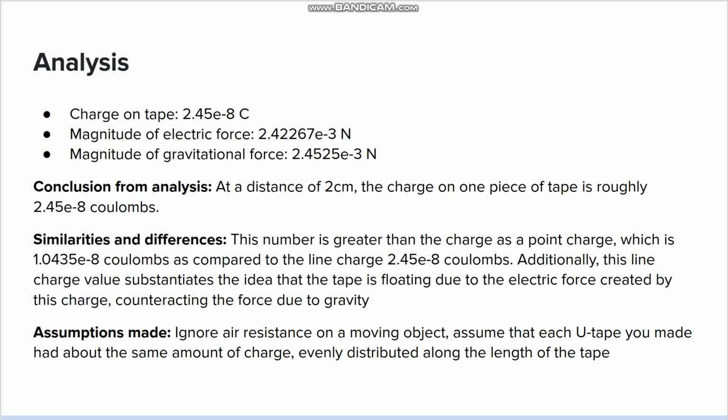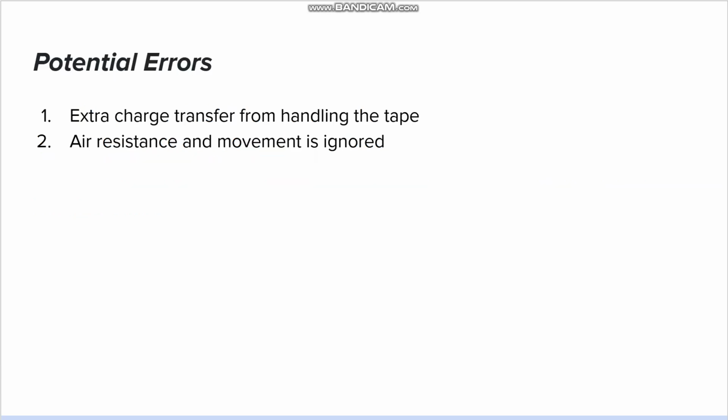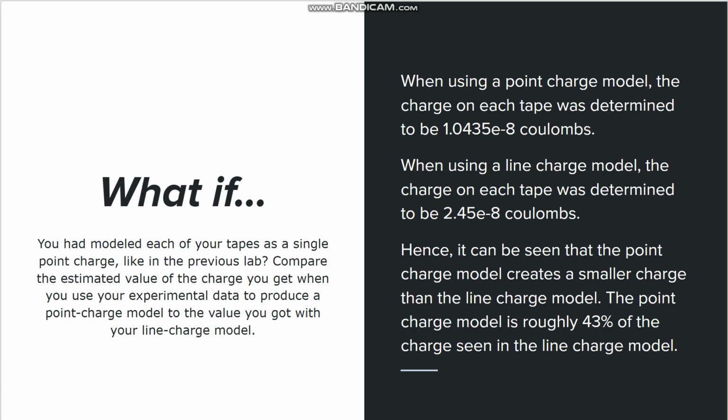Additionally, this line charge value substantiates the idea that the tape is floating due to the electric force created by this charge, counteracting gravity. And the assumptions made are to ignore air resistance, and to assume each charge was evenly distributed along the length of the tape. The potential errors of this lab were that extra charge transfer from handling the tape could occur, and that air resistance and movement is ignored, which could have large effects upon how the tape was levitating.